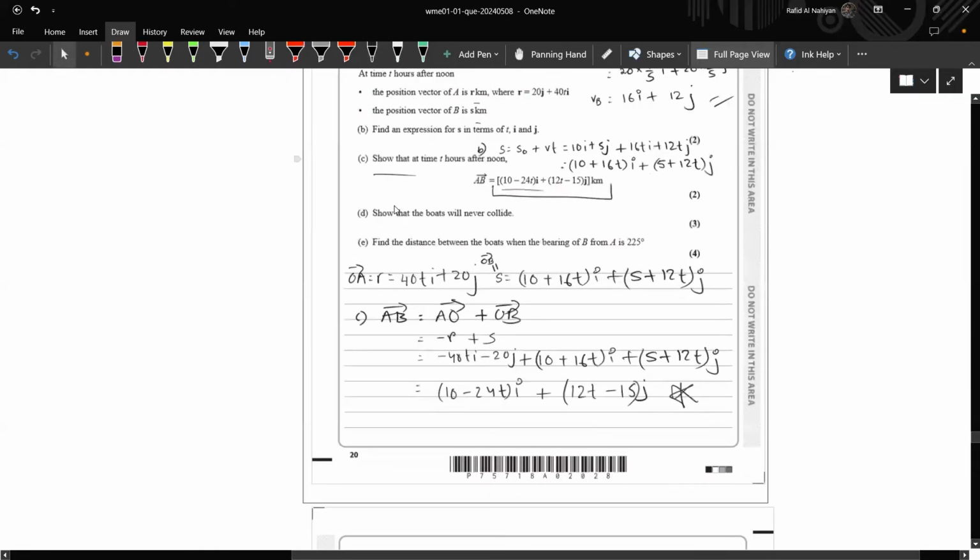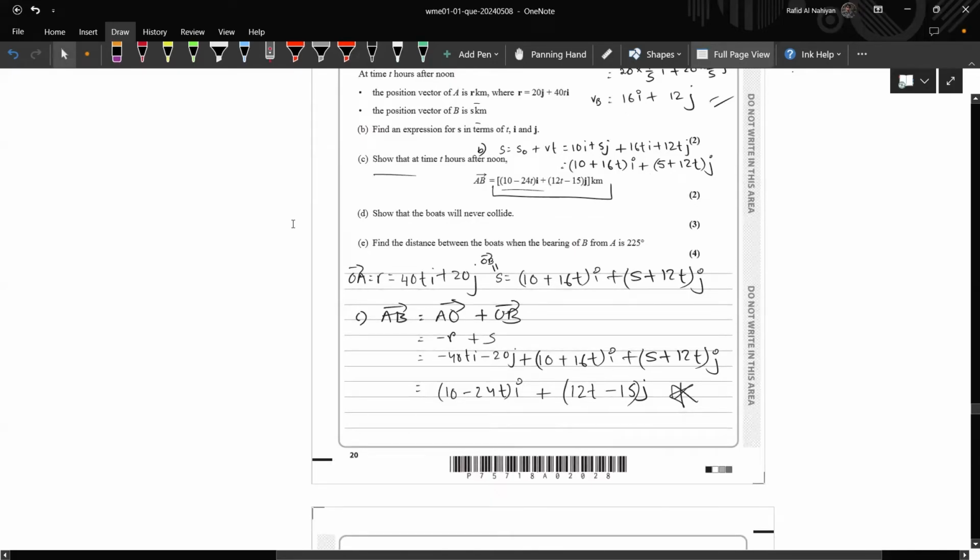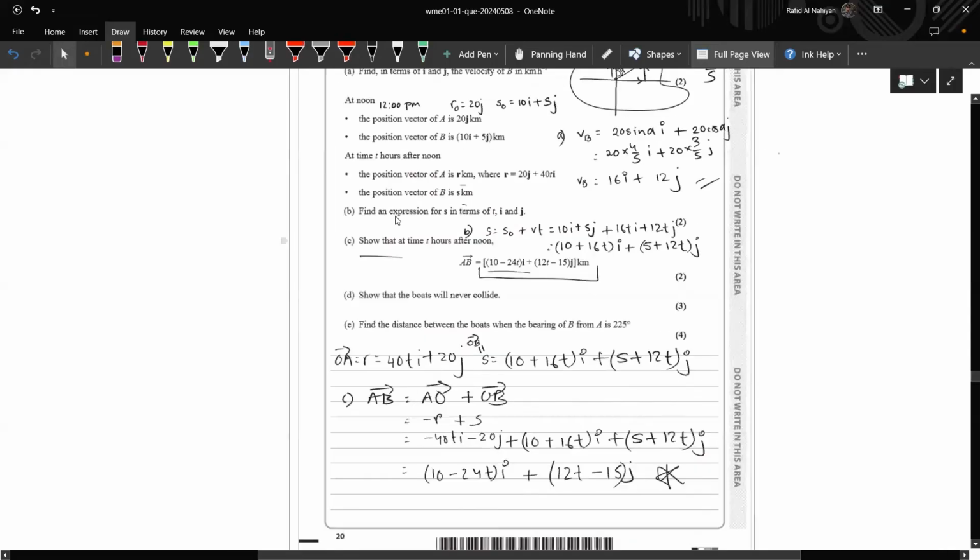Okay, show that the boats will never collide. Okay. I remember it took me some time to figure this out. I don't know why. It should be easy. Let me see if I still got this. It says, so when the boats never collide.